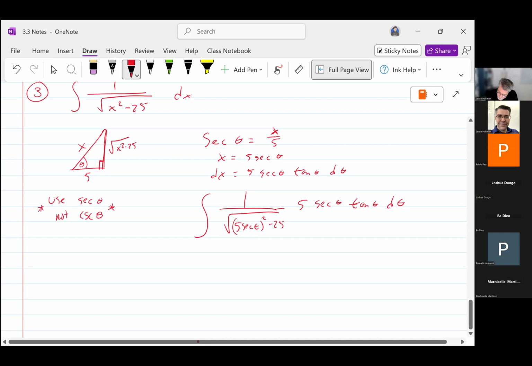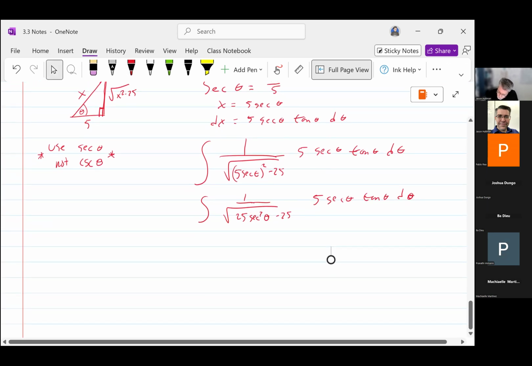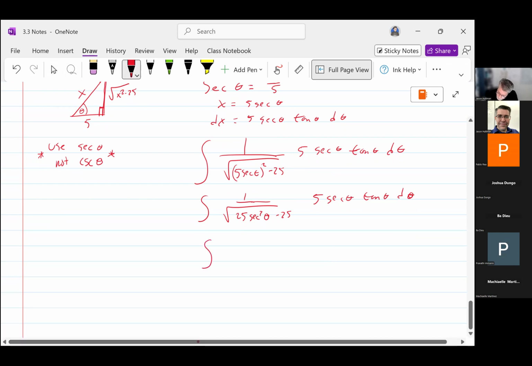Okay, let's square this out and factor. So 1 over the square root of 25 secant squared theta minus 25, and I've got 5 secant theta tangent theta d theta. I probably could have just put that on top at this point, but we'll keep it there for now until the numbers cancel. This is going to give me the square root of 25 times secant squared theta minus 1, which is nice, because secant squared theta minus 1 is tangent squared theta.